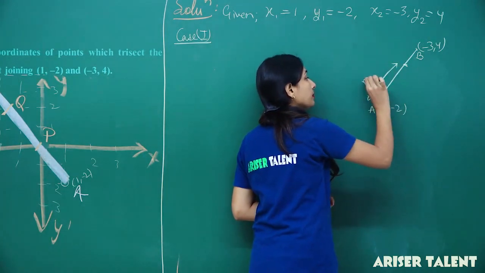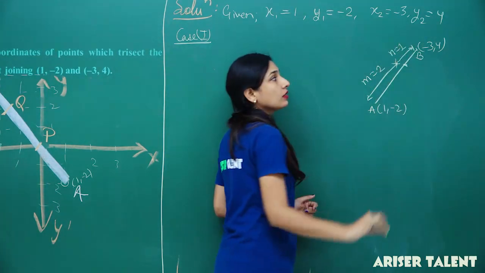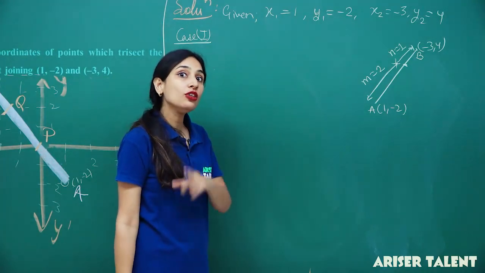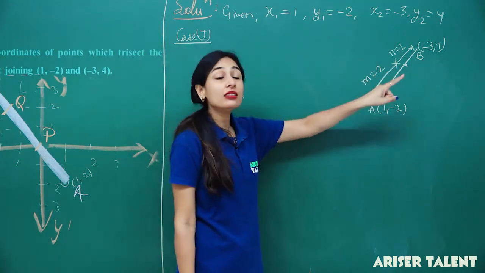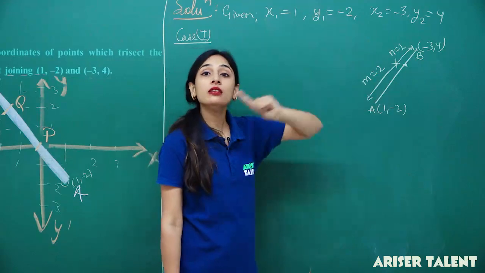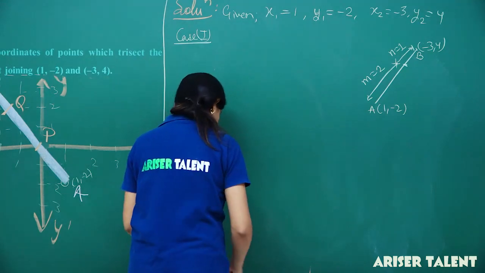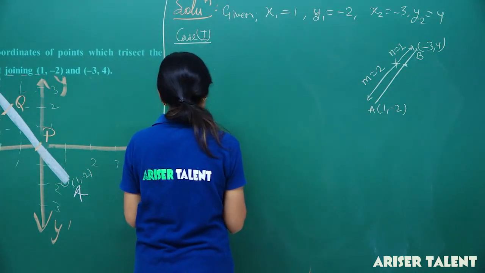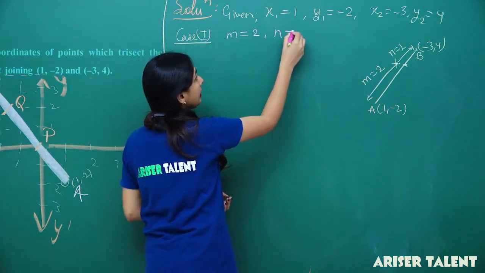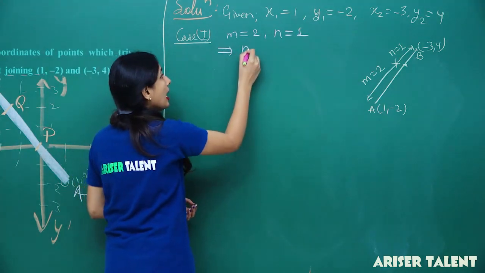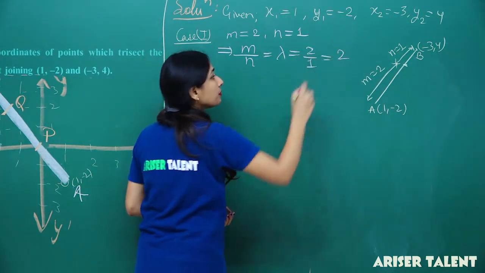And I have a point here, that is M. M is equal to 2 and N is equal to 1. So the value of lambda will be M by N, which is 2 by 1, that is 2. Is it clear? So M equals 2 and N equals 1. That means M by N equals lambda equals 2 by 1 equals 2.